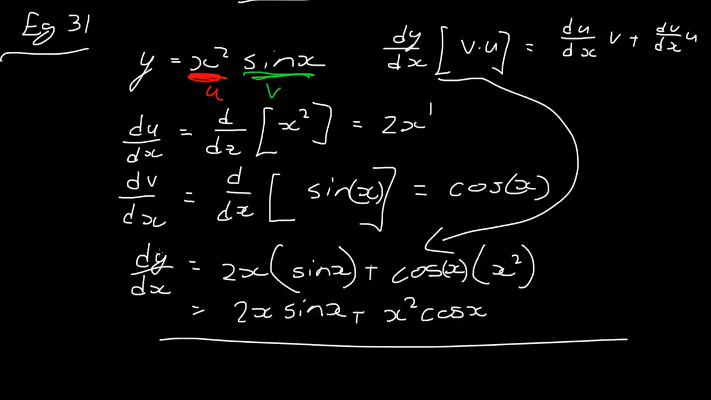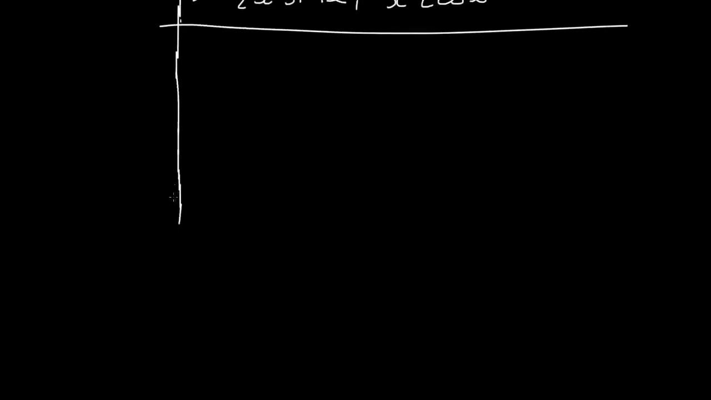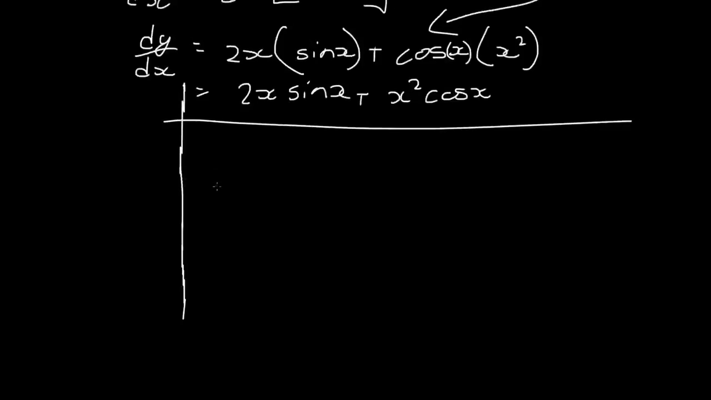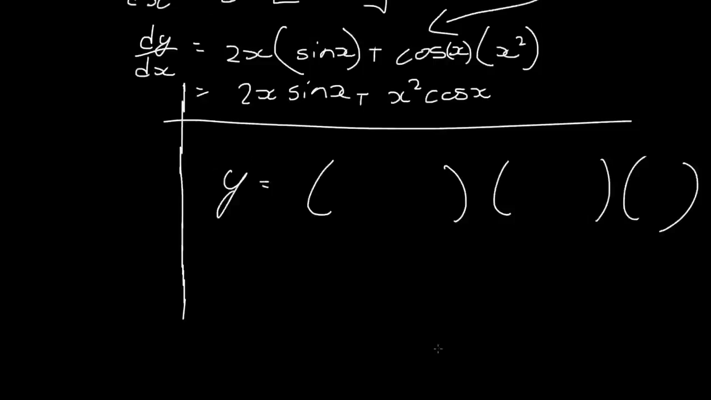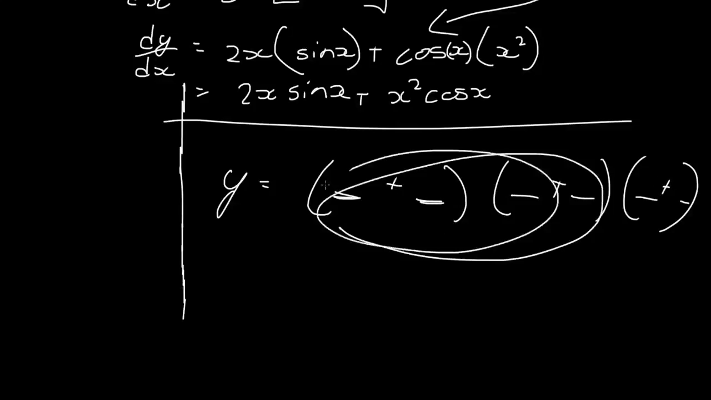Example 32 is a bit ridiculous. They basically give you 3 brackets. They say y equals, and they give you brackets with 2 terms each, and they say find the derivative. They did it by using the product rule, which makes it really long. Personally, I would recommend rather just multiplying it out. If you apply FOIL to these 2 brackets, you end up with a 3-term bracket. 1, 2, 3.